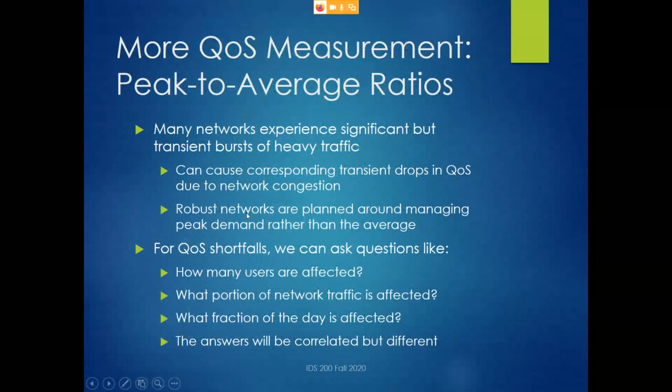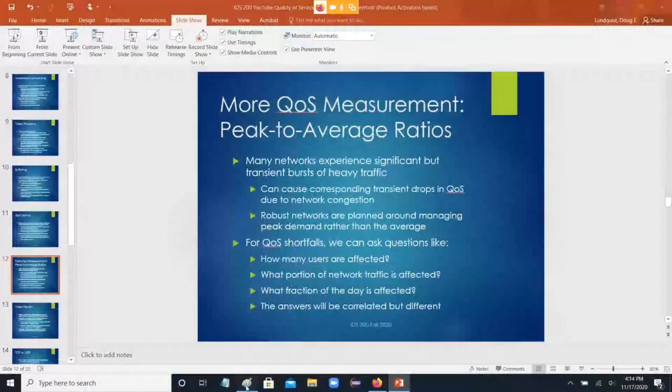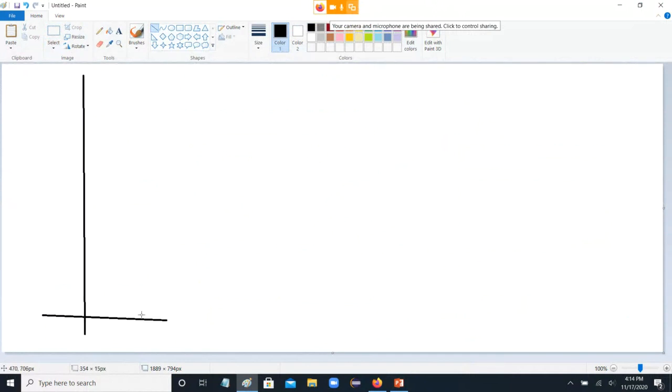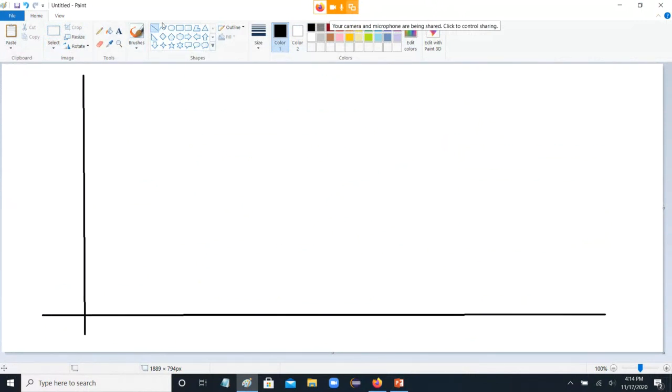Now, more about quality of service measurement. We have a concept called peak to average ratios. Peak to average ratio is basically the ratio between peak traffic and the average traffic. So if your system has a flow that looks something like this, basically a daily cycle, maybe it's quiet during the day, it peaks up a little bit in the morning, then it peaks a little bit, and then it comes back down.